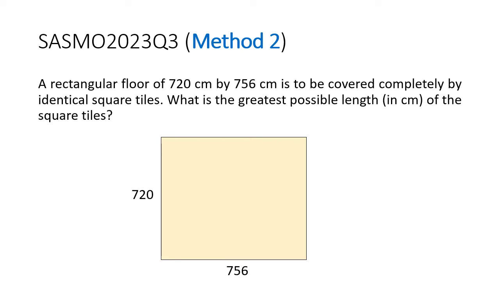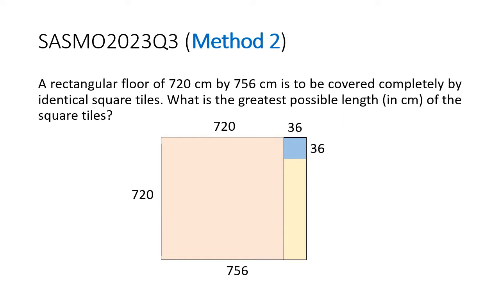Alternatively, I can use a different method using something similar to the Euclidean algorithm. So I look at this rectangle that is 720 by 756, and I ask myself, what is the biggest square that I can fit here? And that's a 720 by 720 square. And what would be the leftover? Well, the leftover is 36 cm along the length, and I can fit a 36 by 36 square there.